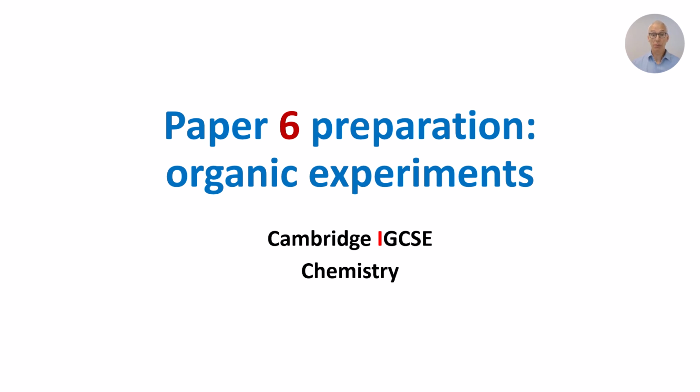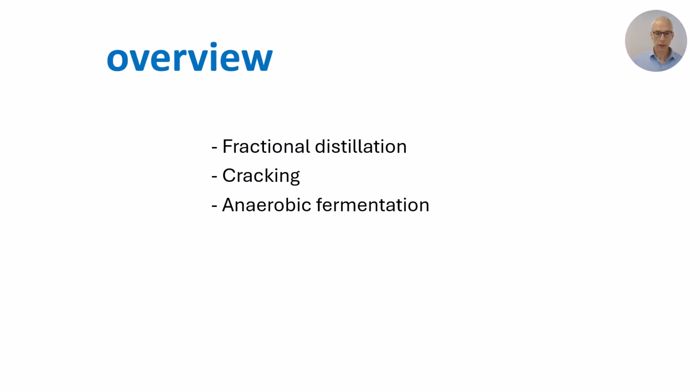Paper 6 Preparation, Organic Experiments, Cambridge IGCSE Chemistry. We'll start with the fractional distillation of crude oil, then the cracking of larger alkanes, and then the production of ethanol by the anaerobic fermentation of sugars, and how ethanol is separated from the reaction mixture.